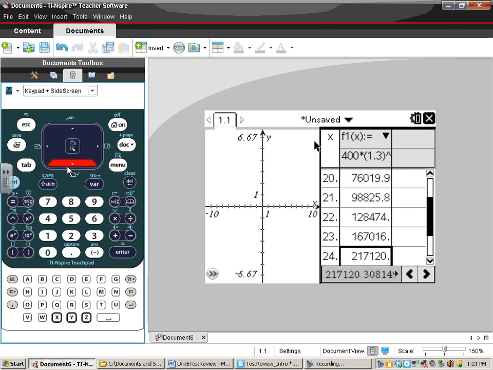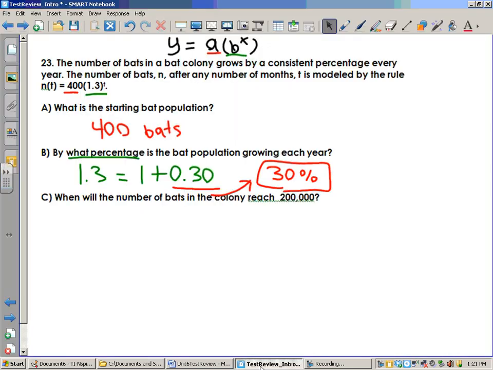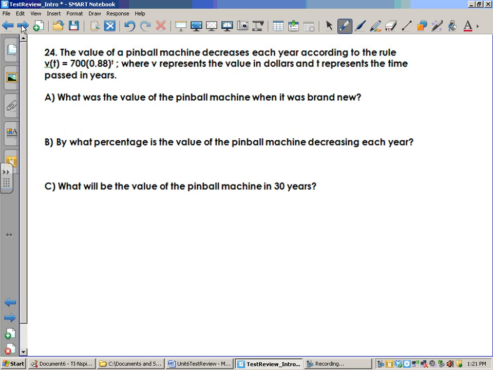So there it is at 128,000. So right there we can see it's somewhere in between 23 and 24, closer to 24. So I'll just round. So approximately 24 months, which if you cared, is 2 years. So in 2 years, that bat population, if it's grown by 30% each year, will be at 200,000. It's a lot of bats.